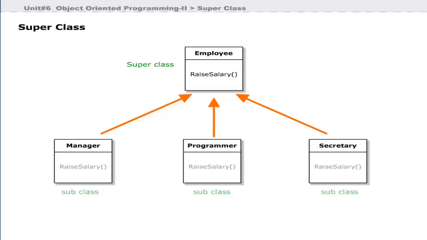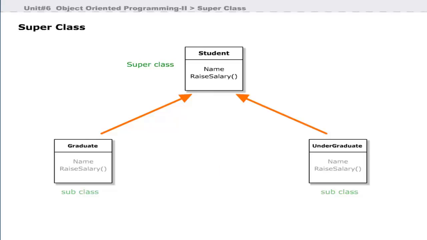Superclasses are more generalized classes. For example, a student class is generalized form of class, while graduate student and undergraduate student classes are more specialized subclasses. Superclass define instance variables and methods that are available to all subclasses.